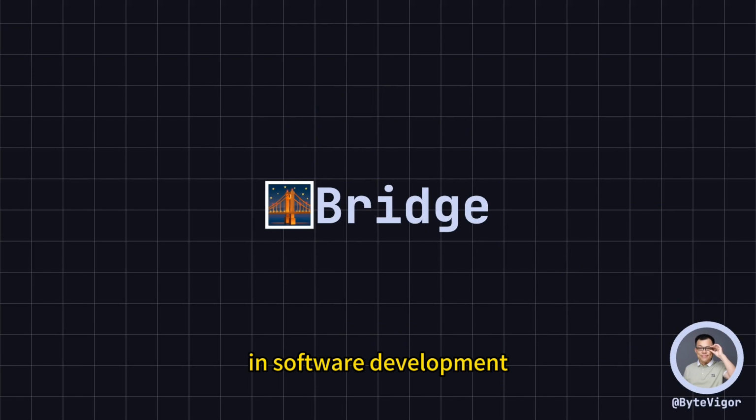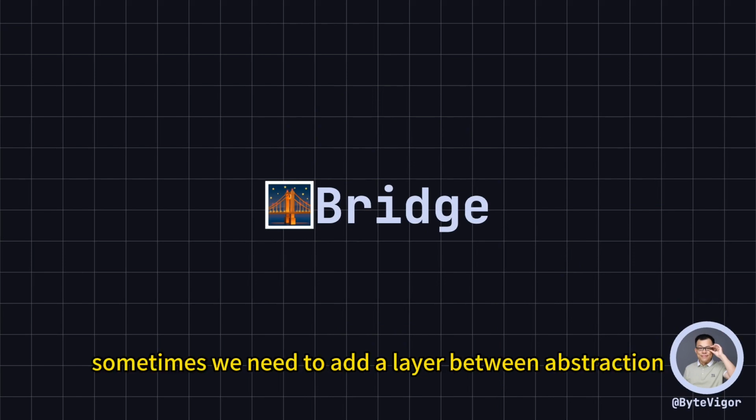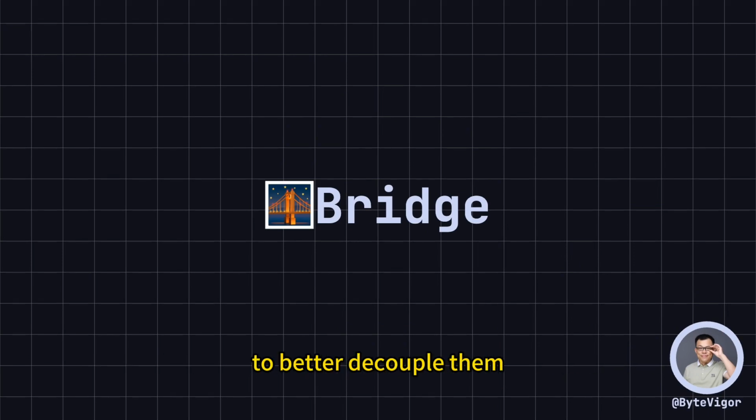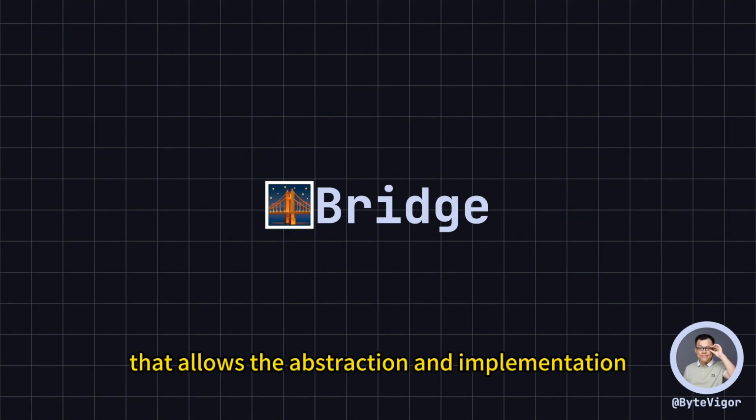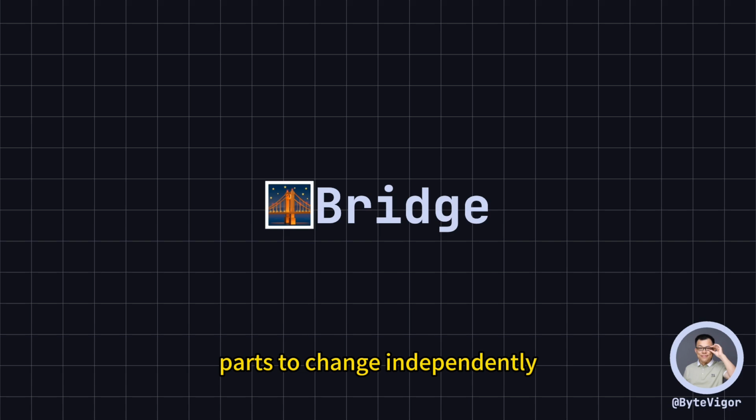In software development, sometimes we need to add a layer between abstraction and implementation to better decouple them. The bridge design pattern offers a solution that allows the abstraction and implementation parts to change independently.